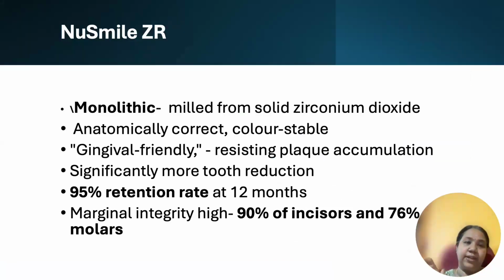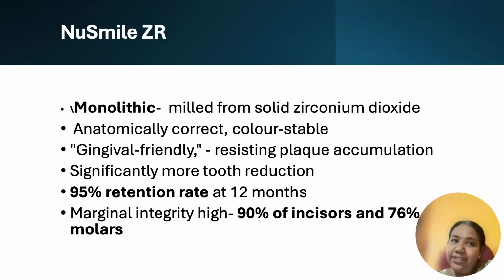The other zirconia crown is the New Smile ZR, or zirconia crown. Again, a monolithic crown, and it is anatomically adjusted to a tooth and very gingival friendly because it resists plaque formation. Of course, like all other zirconia crowns, this also has color stability.